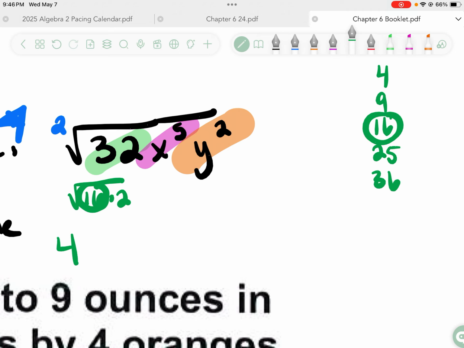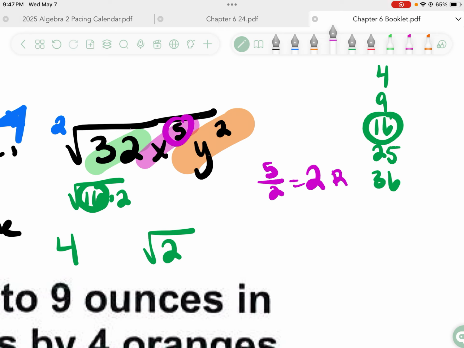So the 16 comes out as a 4. Now I like to leave some room here because I know I'm going to have some variables next to that 4. So I'll move my square root of 2 away a little bit. Then we do the variables. 5 divided by 2, that's 2 whole times with a remainder of 1. So that's x squared on the outside, remainder of 1, so x to the 1st on the inside.